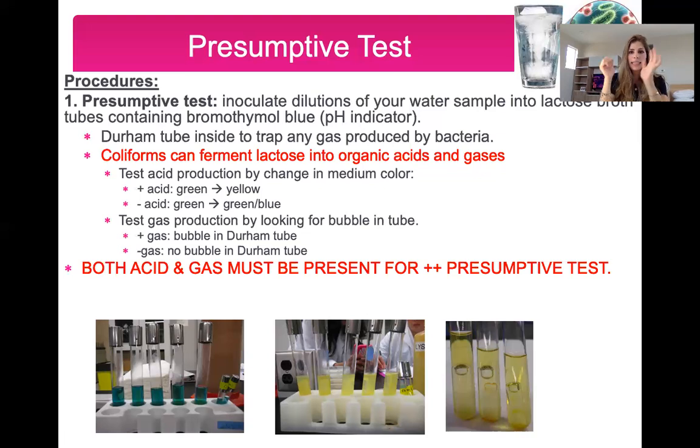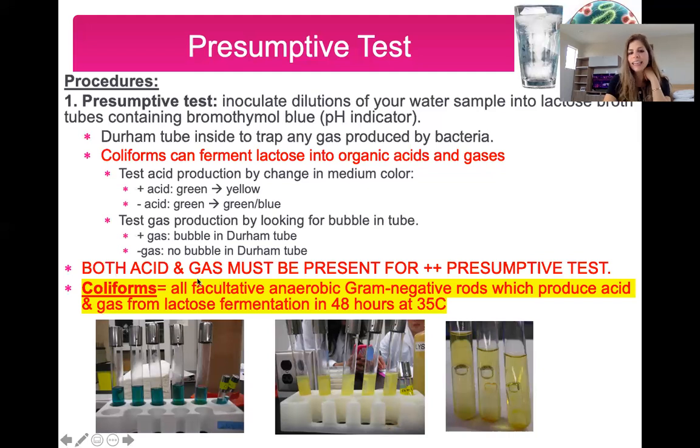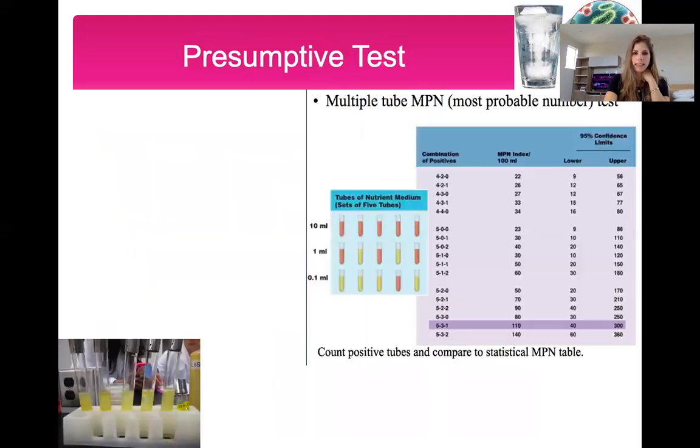If you just see yellow, it doesn't mean that they're positive for coliforms, because coliforms have to do those 2 things. They have to produce acid and gas. So that's how the presumptive test works. And again, here's the definition of coliforms. They're facultative anaerobic gram-negative rods which produce acid and gas. So that's the key, from lactose fermentation in 48 hours at 35 degrees Celsius.